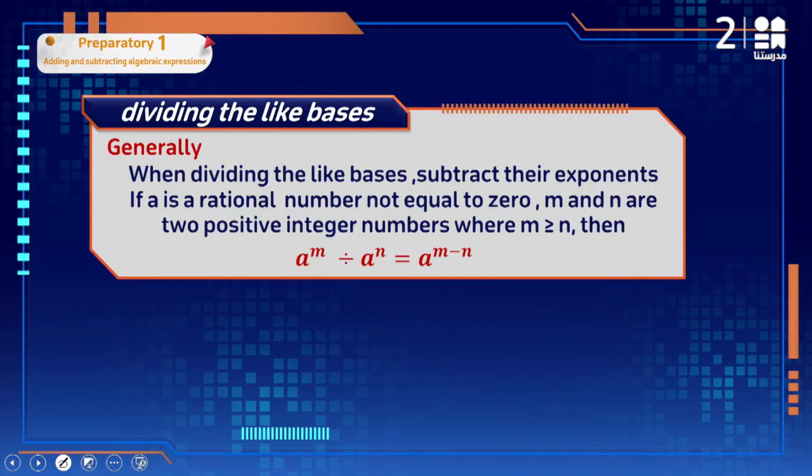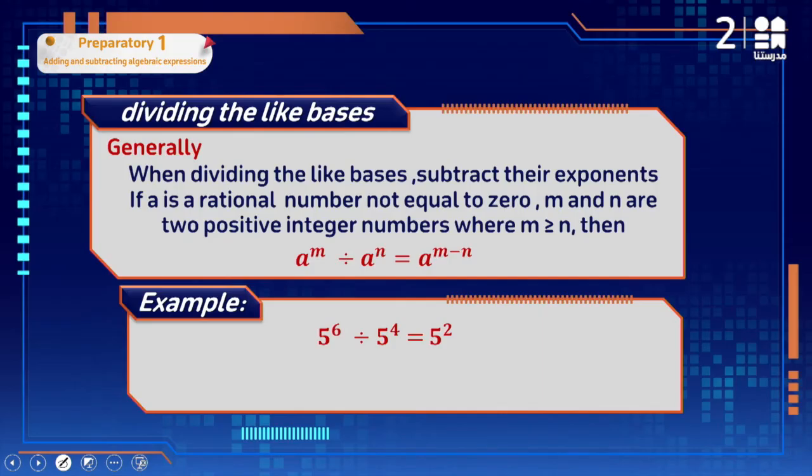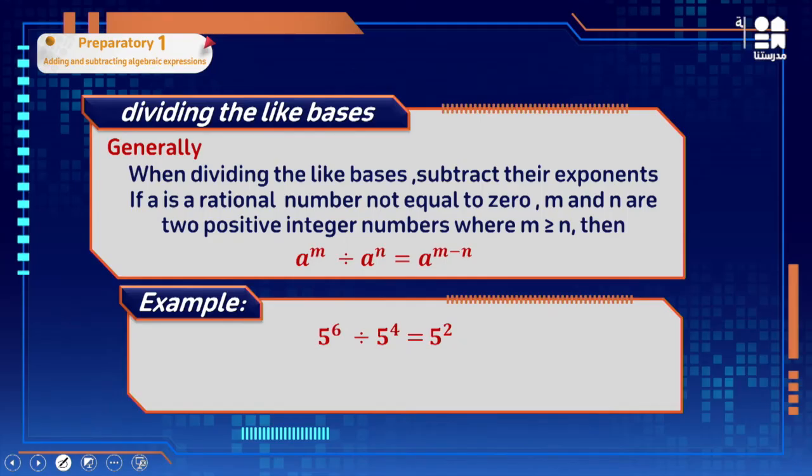And also to be fixed in your brain, the division sign looks like the subtraction when you cross out the two dots. So in division, we are going to subtract the exponents. Take an example for it. 5 to the power of 6 divided by 5 to the power of 4. We are going to write 5 and subtract. Here we have 6 minus 4, which is 2.